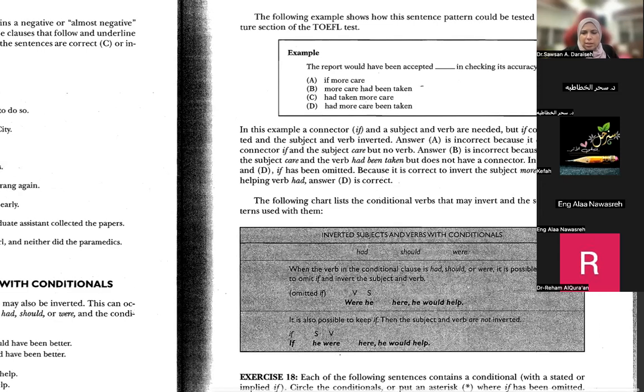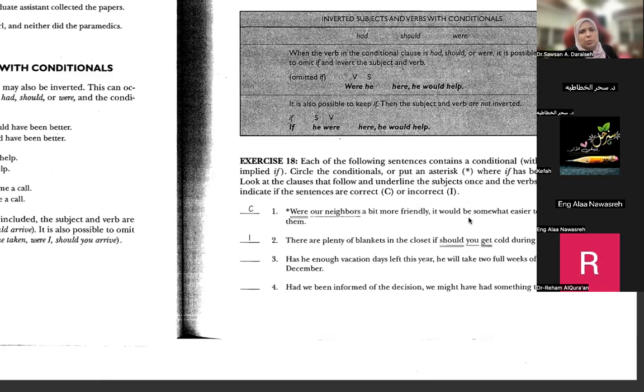We're going to stop here, guys. And I want you guys to work on these sentences from 1 to 10 and tell me how we should answer them. All right? Do you guys have any questions? Tell me, do you have any questions?